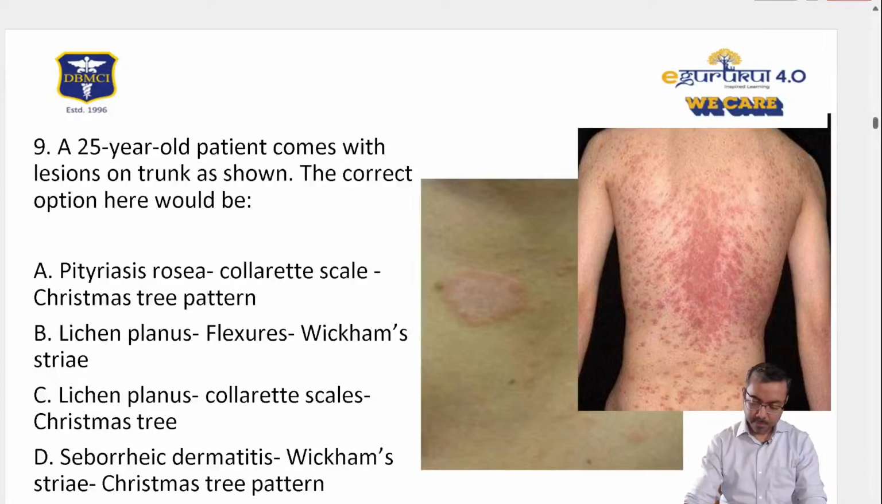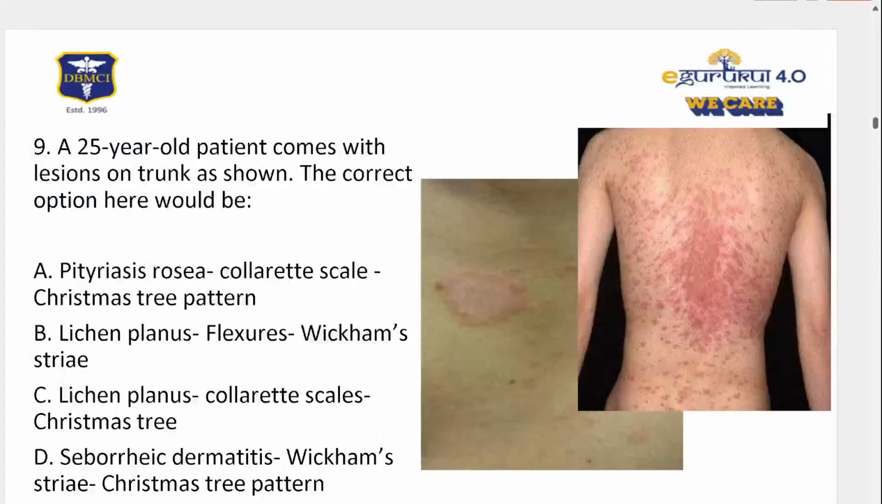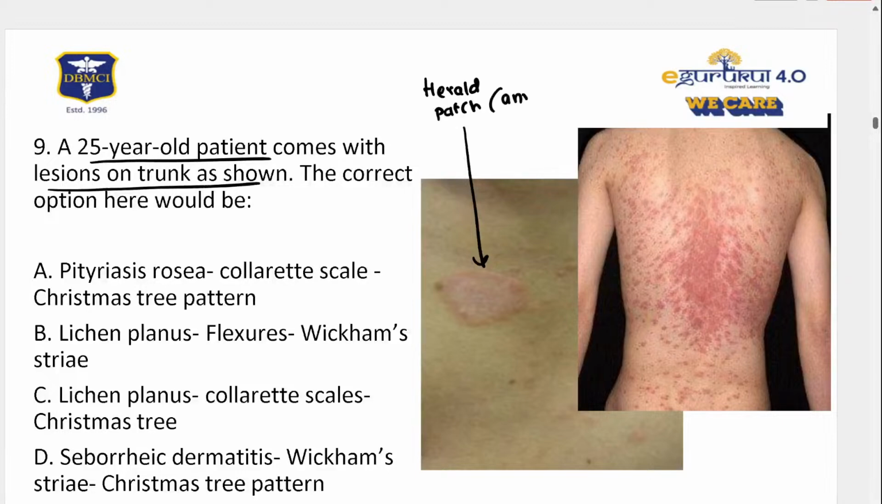Ninth question is important. I am removing myself so that you can see the image properly. A 25-year-old patient comes with a lesion on the trunk as shown. The correct option here would be, now this image, this one is called the Herald patch, and this is annular. I already told you, pityriasis rosea is the disease that we are diagnosing here.